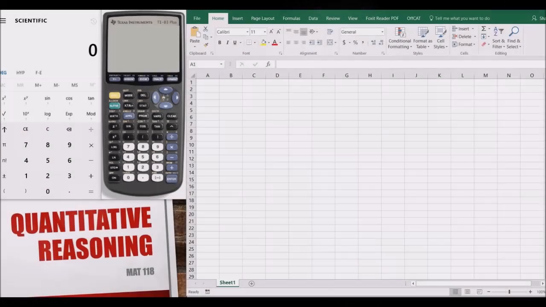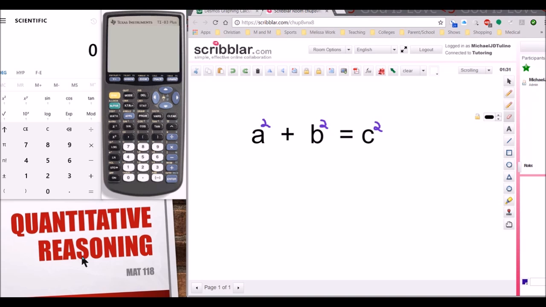So this here is going to be your content review, your ALEKS review for this last workshop. And let's just jump right into some questions. So the first thing on tap is the Pythagorean theorem. A squared plus b squared equals c squared. And it's probably something that you've seen time and time again. So let's take a look at where it comes from.